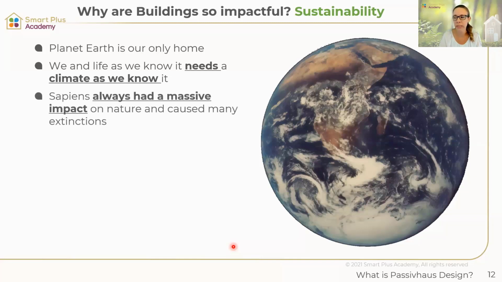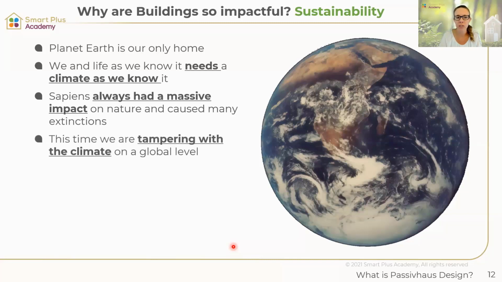Humans have always had a massive impact on nature. We caused many extinctions, and at the moment, we are actually tampering with the climate, and we do that on a global level. And we all know that to preserve what we have at the moment, the beauty and the species and the variety, we need to stop climate change to make sure that we can sustain life as we have it now.